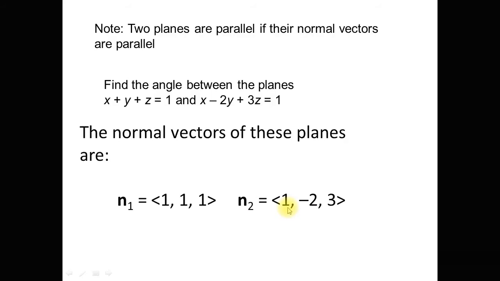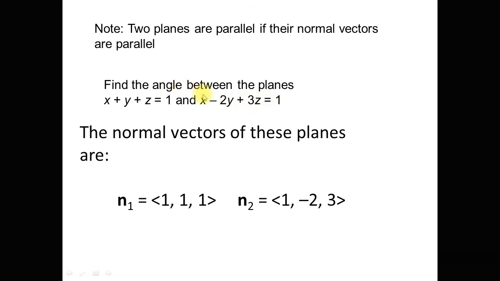Now another example. Note, dear students, two planes are parallel if their normal vectors are parallel. I have already told you in the previous video lecture that when the normal vectors of two planes are perpendicular, then the planes will be perpendicular, and if the normal vectors of two planes are parallel, then the planes will also be parallel. Now find the angle between these two planes, x plus y plus z is equal to 1 and x minus 2y plus 3z is equal to 1.